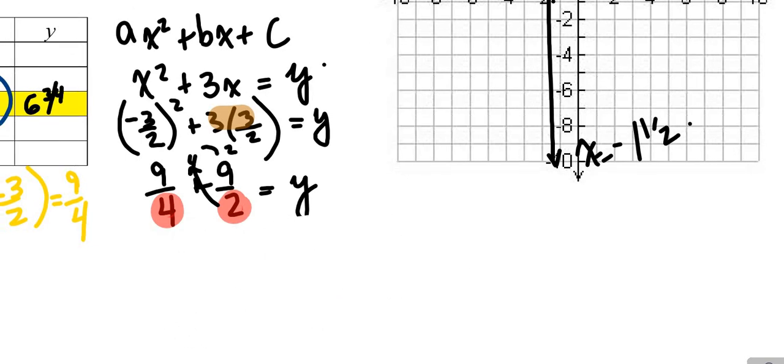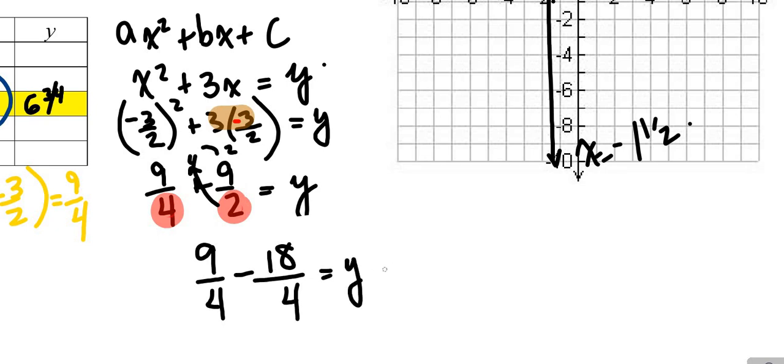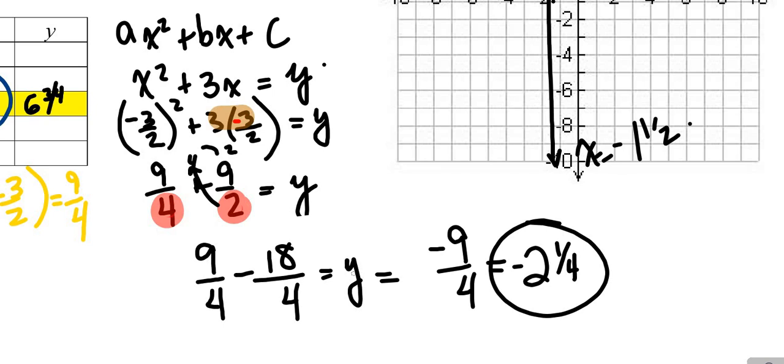Maybe you caught that while you were watching. Is the fact that this is -3/2. Here we square it, it's positive. So this should be 9 over 4 minus 18 over 4 equals y, which makes this negative 9 over 4. 4 goes in there twice with 1 left over, and it is negative 2 1/4. That's what I get for recording videos at 10:30 at night. So this is negative 2 1/4.